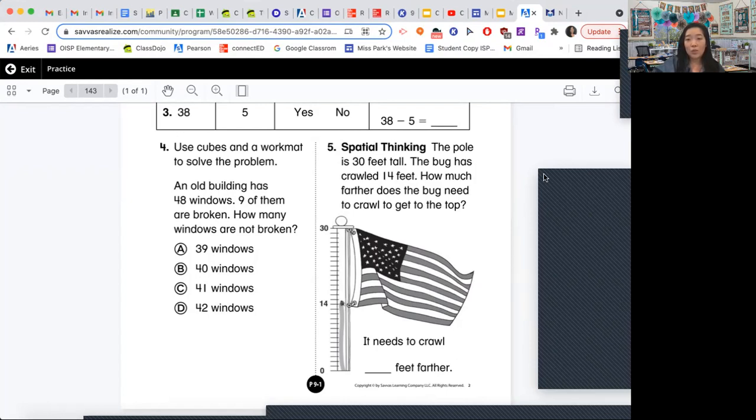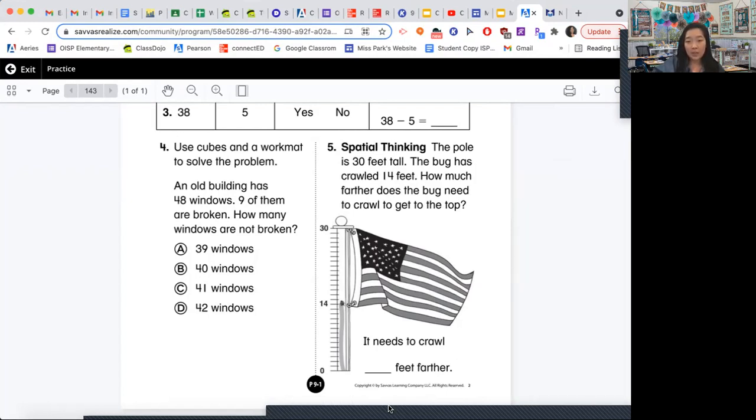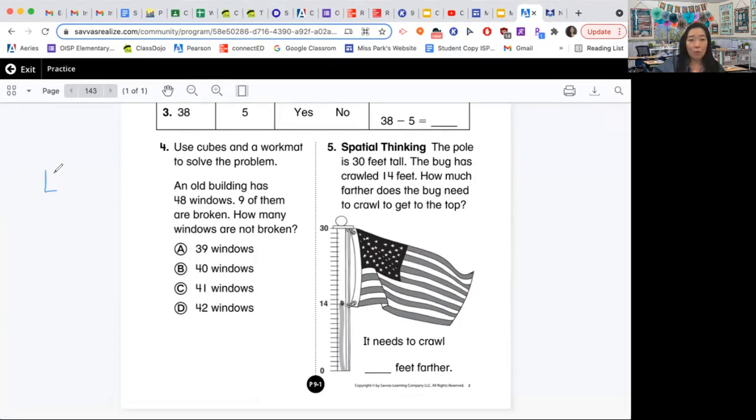Let's go ahead and do everything on here now, okay? Let's see if we can do it on here. So an old building has 48 windows. 9 of them are broken. How many windows are not broken? So let's go ahead and draw those pictures. So I'm going to draw 4 10s because we have 48. And then I'm going to draw 8 1s. 1, 2, 3, 4, 5, 6, 7, 8.